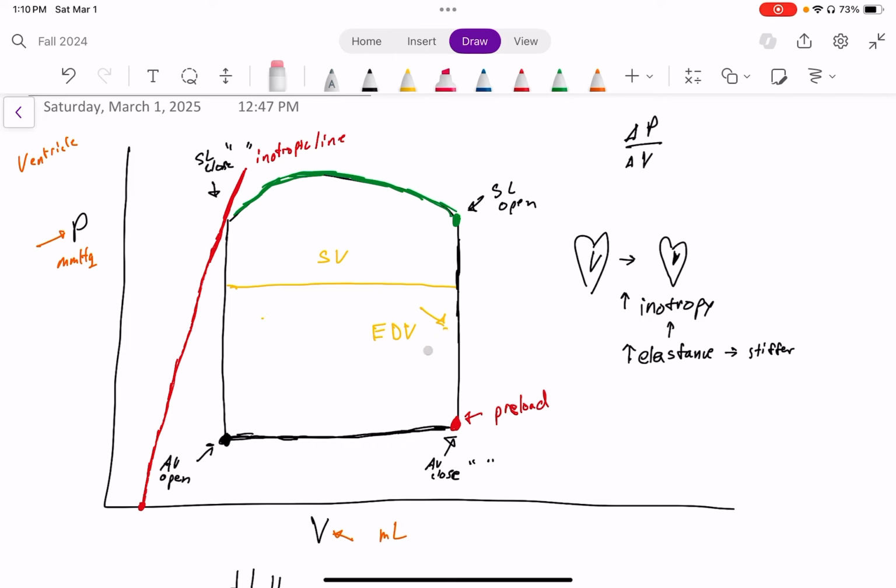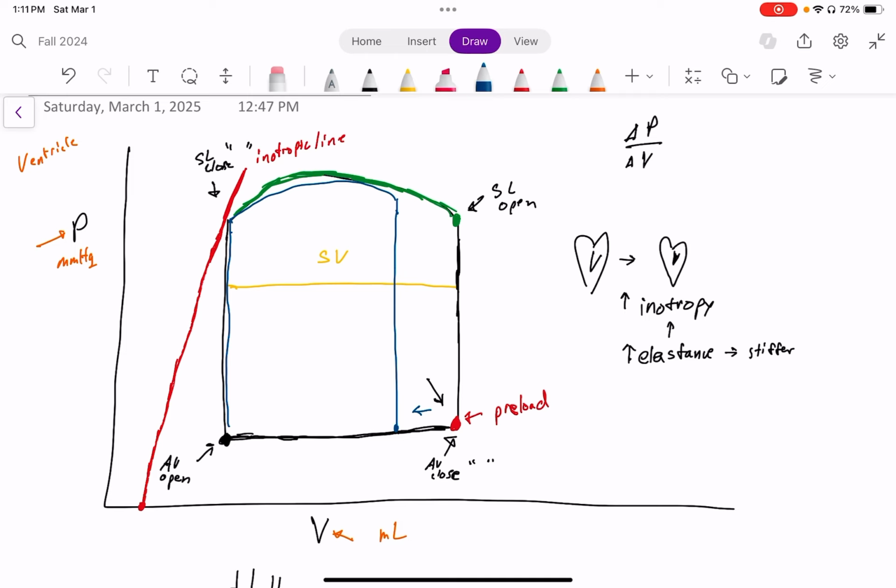Now, we can imagine then, and this would make sense, right? If we decrease preload, if we decrease the amount of blood that comes into the heart before the ventricle starts to contract, that means we move preload over this way. So then our new graph would look like this, right? Inotropy stays the same, but we just decrease preload.